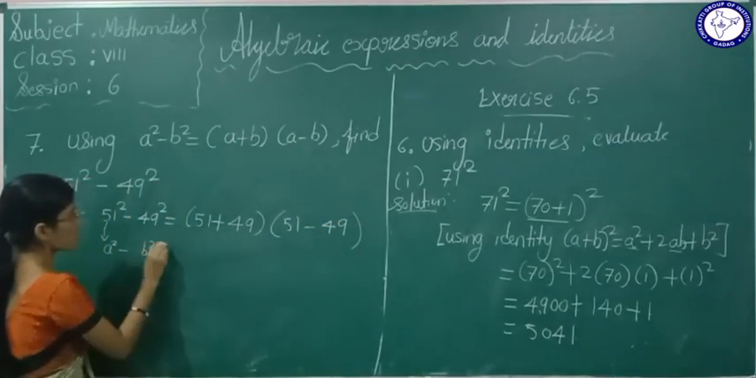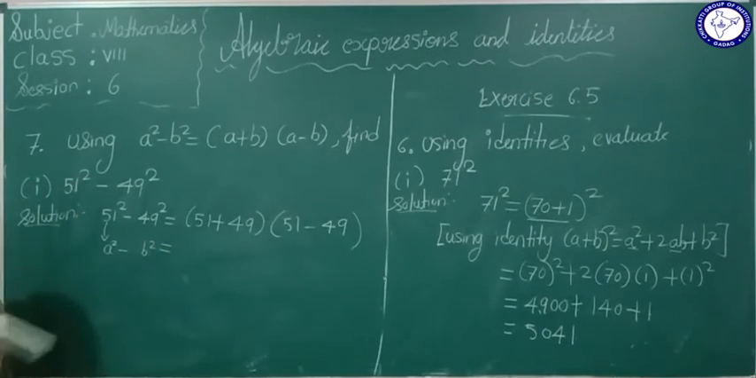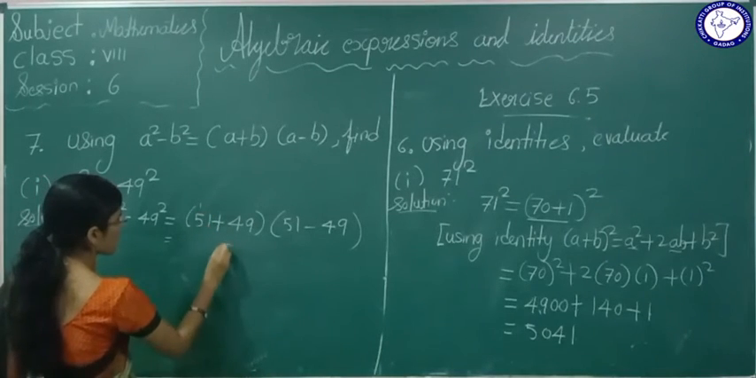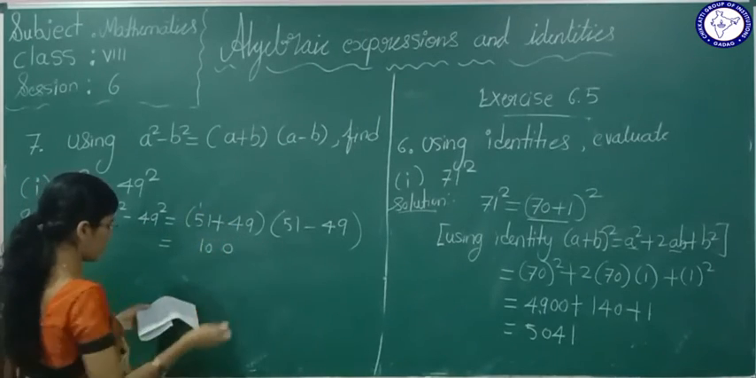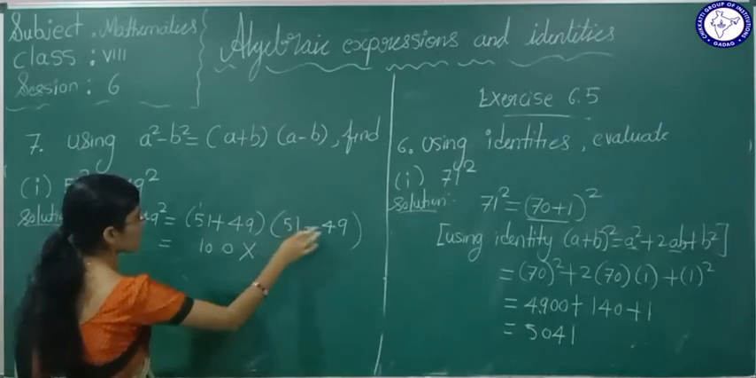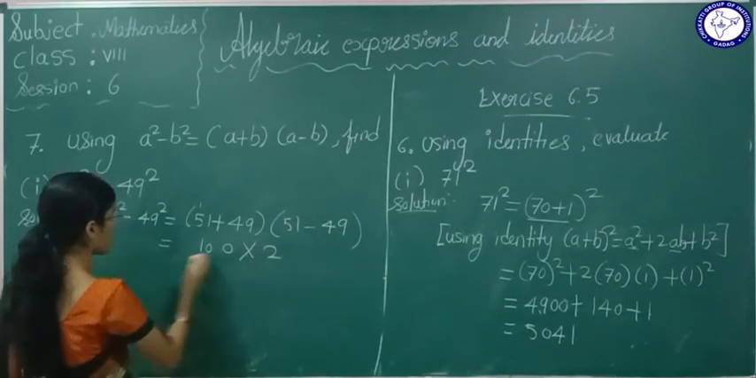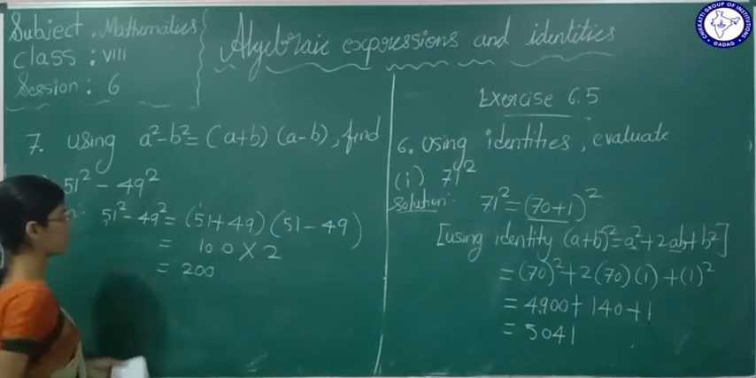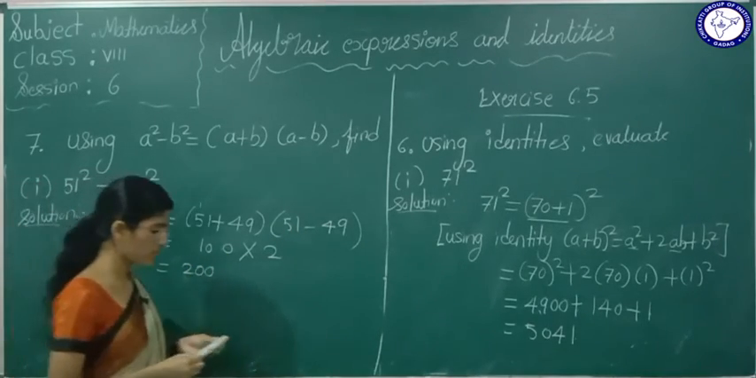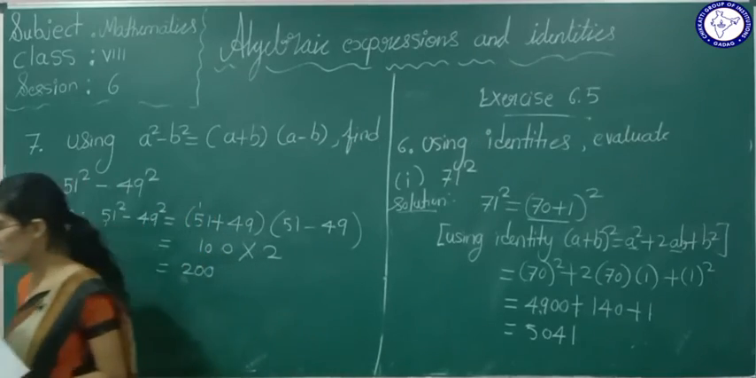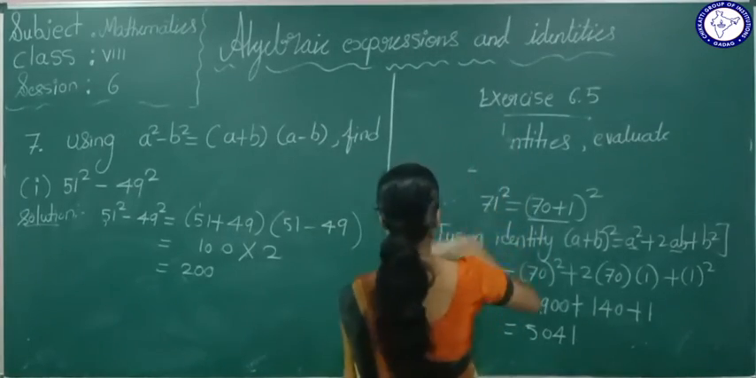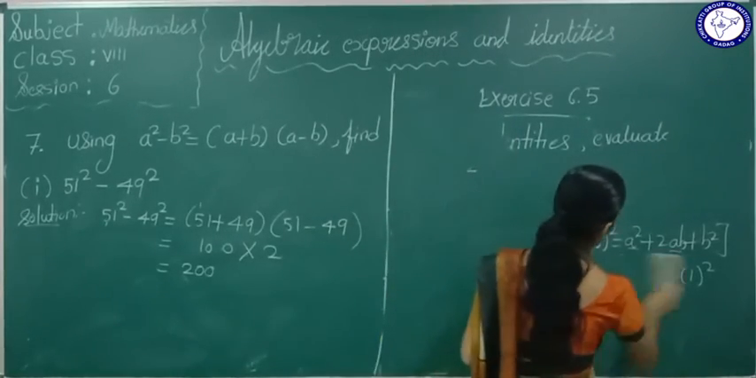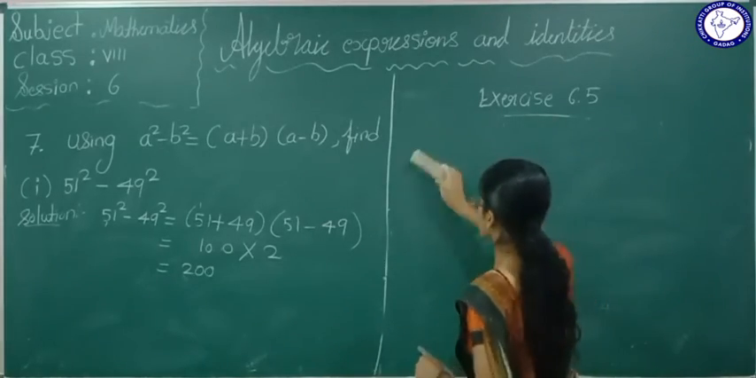Say what is 51 plus 49? It will be 100 here. Multiplied by 51 minus 49 is 2. 100 into 2 is 200. Okay, so this is about the 7th main. Only a few problems I am solving. You have to try out the remaining problems. So now we will go for the last main.